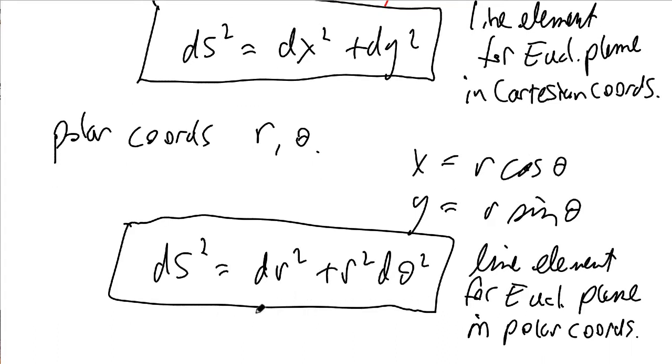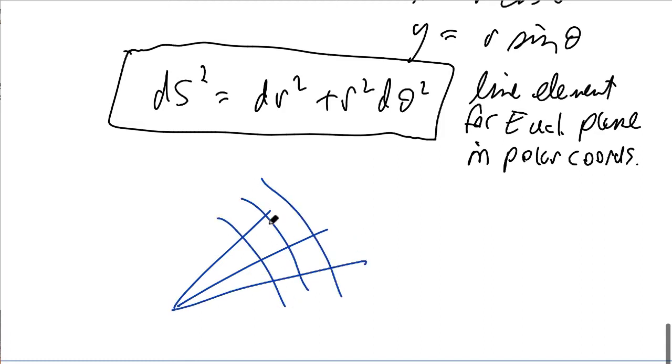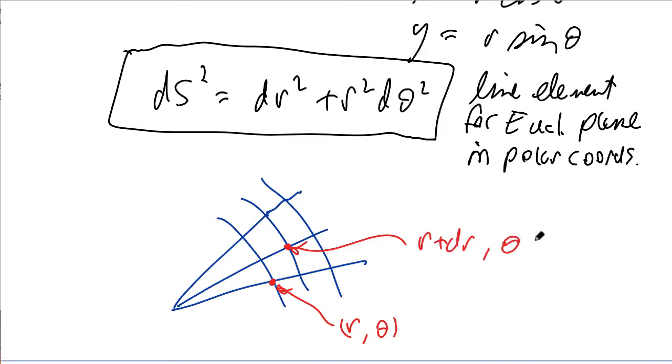Now there are a couple of different ways that we can derive this line element for flat space Euclidean plane and polar coordinates. One is to just simply draw a picture of polar coordinates. So there's the radial lines. These are the r equal constant curves. And this point has coordinates r comma theta. And here's a nearby point with coordinates r plus dr and theta plus d theta.